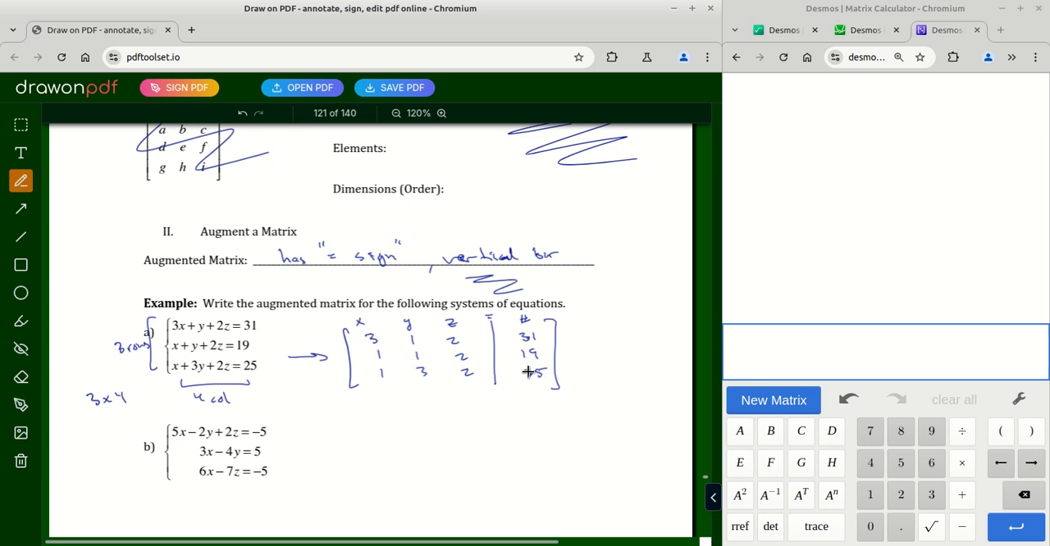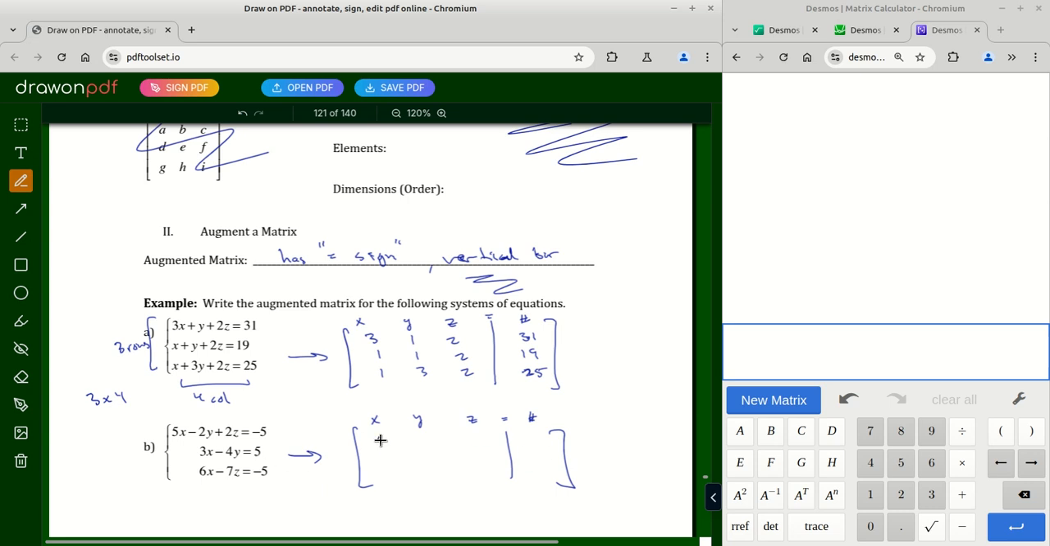Now, MyMathLab does not want you to do anything else with this at this point. They say, okay, you got it, you're done. That's the entire answer. So let's do the same thing here. Make sure that you're lining it up: x, y, z equals a number.